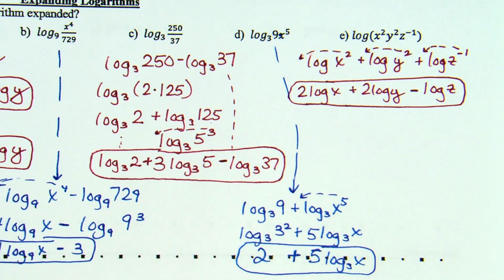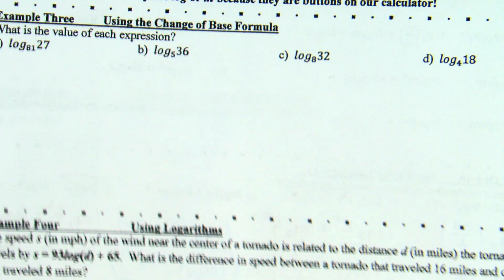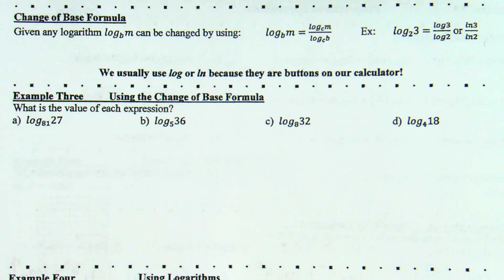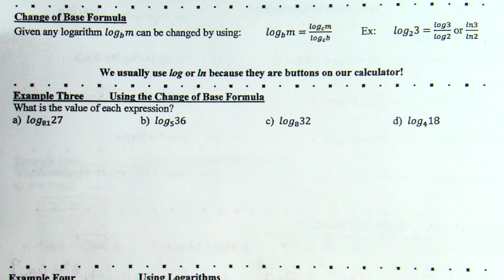Okay, so on the front side we have those 4 properties: product, quotient, power, and identity property. You'll be using those in this lesson and really in the next upcoming lessons. On the back, we're going to start talking about change of base formula. It's super easy to use, and it's really helpful. We just have to know how to use it. So the idea of the change of base formula: given any logarithm, log base b of m, can be changed by using this formula. Log base b of m can be rewritten as log base c of m divided by log base c of b.